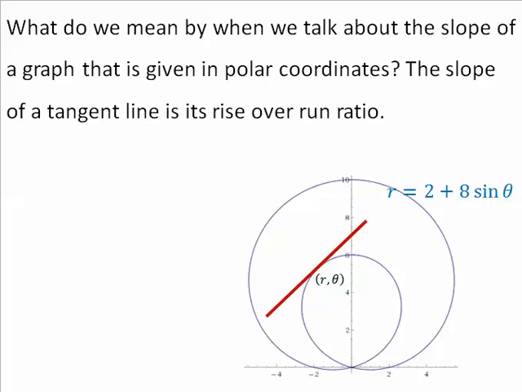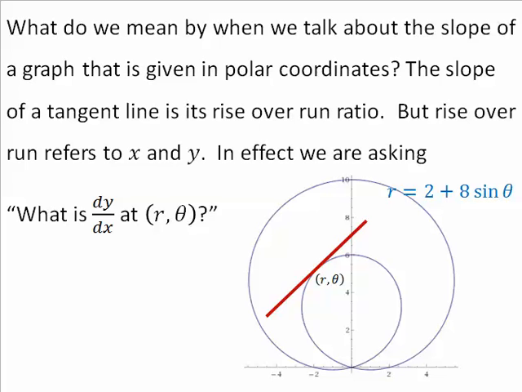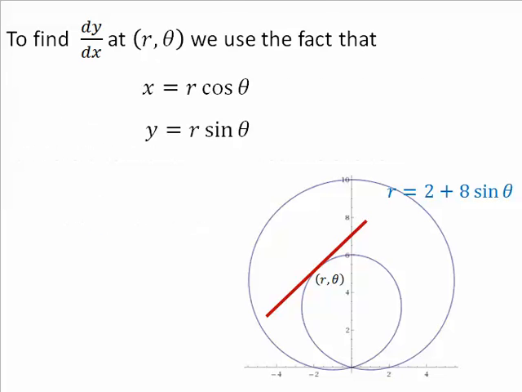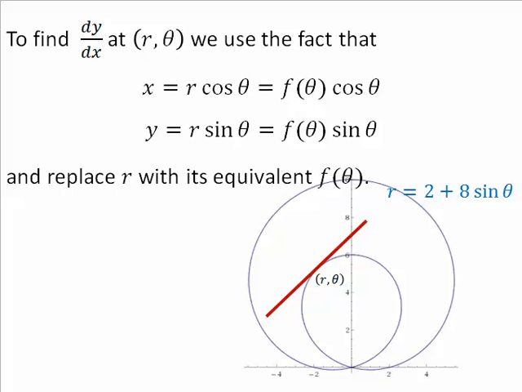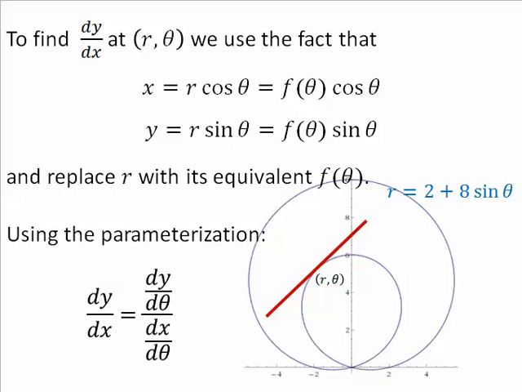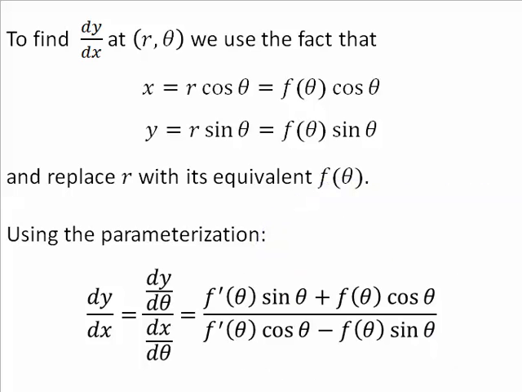What do we mean when we talk about the slope of a graph that is given in polar coordinates? The slope of a tangent line is its rise over run ratio, but rise over run refers to x and y. In effect, we are asking what is dy dx at r theta. To find dy dx at r theta, we use the fact that x equals r cosine theta, y equals r sine theta, and replace r with its equivalent form f of theta. Using the parameterization, we get dy dx.